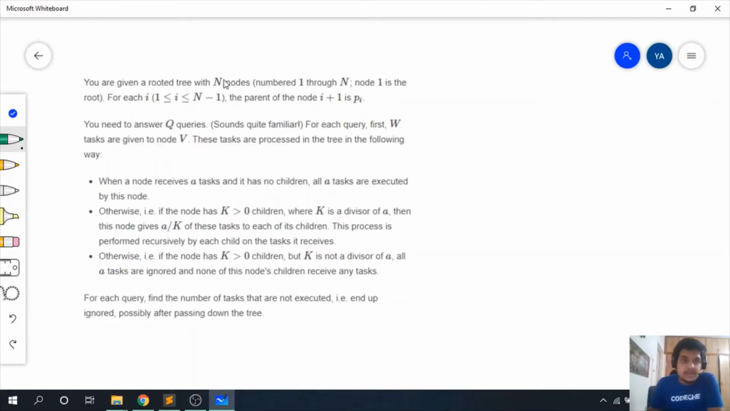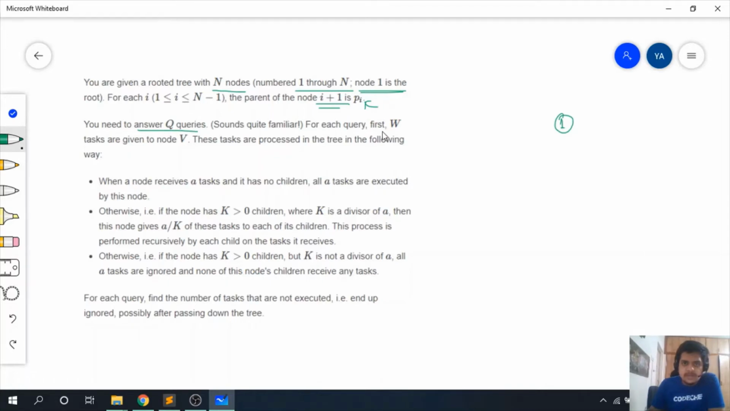Now, let us try to understand the problem statement. You are given a rooted tree with n nodes numbered 1 to n. Node 1 is the root. For each i from 1 to n minus 1, the parent of the node i plus 1 is given as p_i. So this is our input. Now we need to answer q queries. So let us see what each query is.